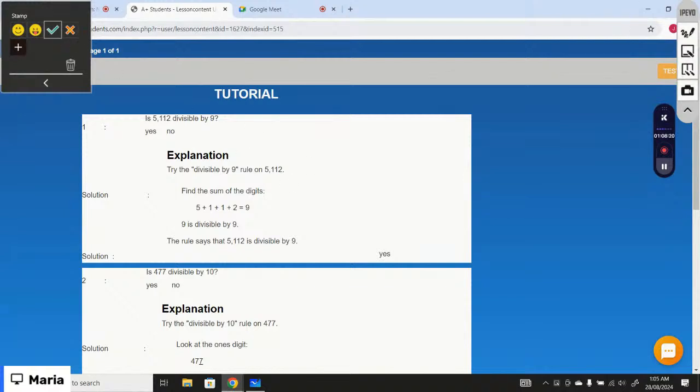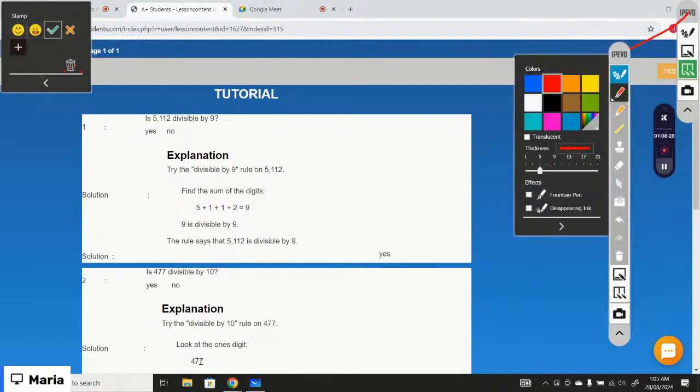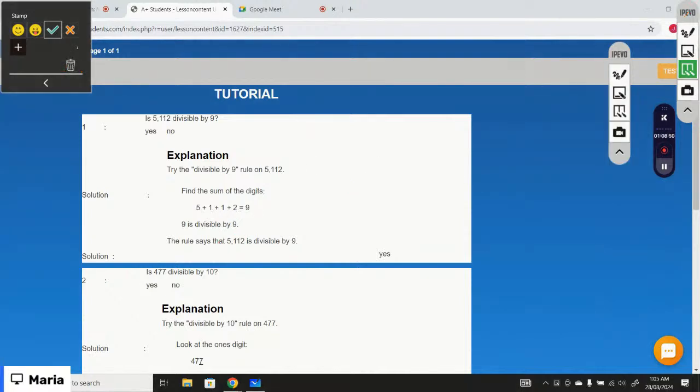And you have to check if the sum is divisible by 9. So the sum is 5 plus 1 plus 1 plus 2, that makes 9, right? You have to check 9 divided by 9. Yes, it is. 9 times 1 is 9. That means yes, 5112 is divisible by 9. Got it? 5112 is divisible by 9. See, you haven't divided. You just applied the test, right?